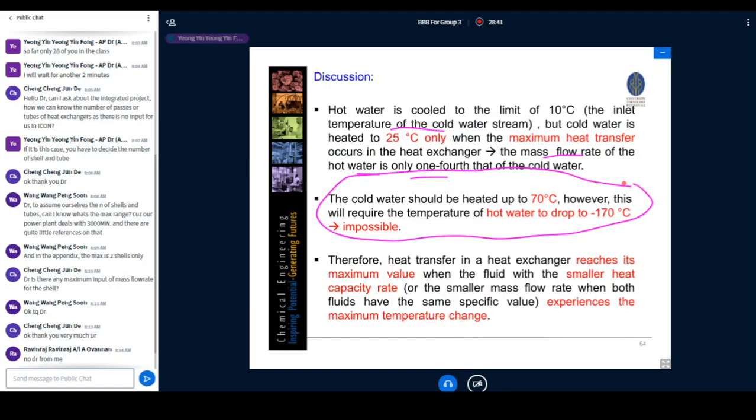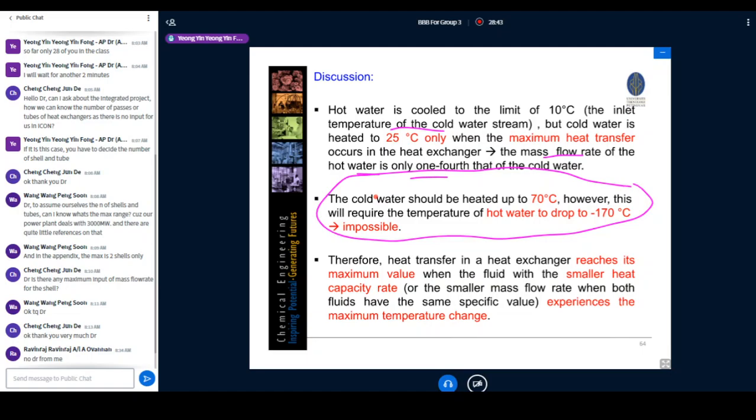If you do not agree with this, you can perform the calculation. If you want the cold water to heat up until 70 degrees C, it will require the temperature of hot water to drop to minus 100 degrees C. It is impossible if we want to heat up the cold water until 70 degrees C, similar to the inlet temperature of the hot water. So you can try yourself. You will really get that hot water needs to drop to minus 170 degrees C.